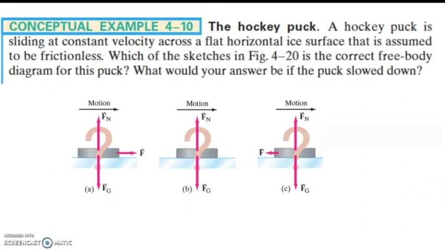Conceptual example. Here's a hockey puck. The hockey puck is sliding at constant velocity across a flat horizontal ice surface that is assumed to be frictionless. Which of these sketches is the correct free body diagram for this puck? What would your answer be if the puck slowed down?